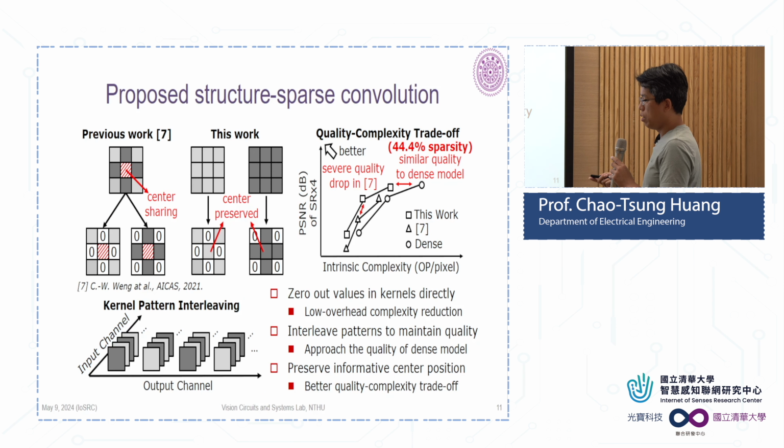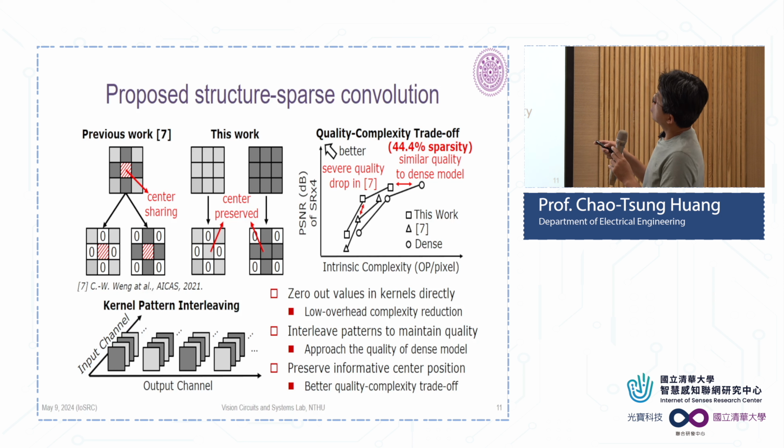Okay, let's move to the computation problem. Here, we simply propose to apply a structure-sparse convolution. We zero out some values in the convolutional kernels directly to facilitate the highly parallel convolution engine design. So here, we zero out these 4 values, and when we move to the next channel, we zero out these 4 values. Because it is very regular, we can have a better implementation for ASIC implementation.